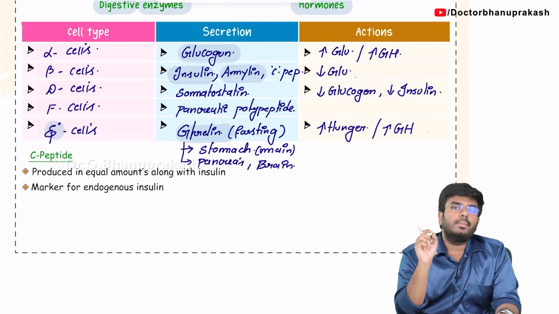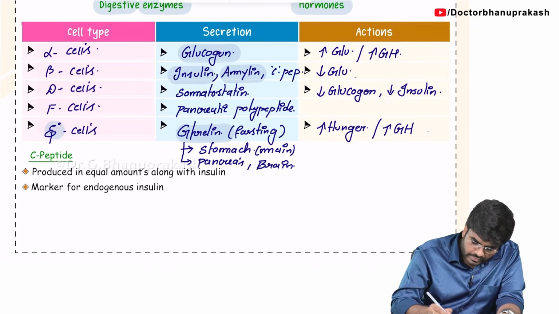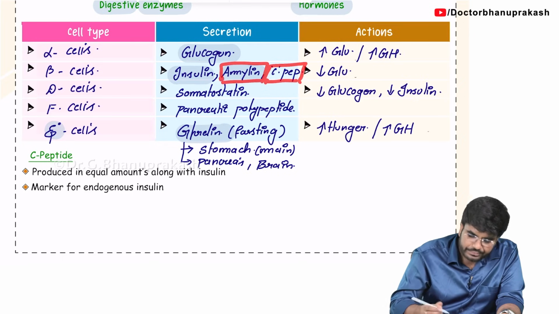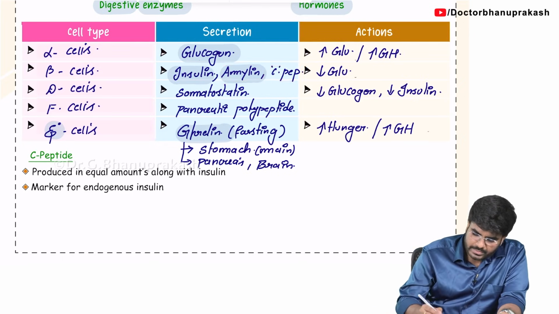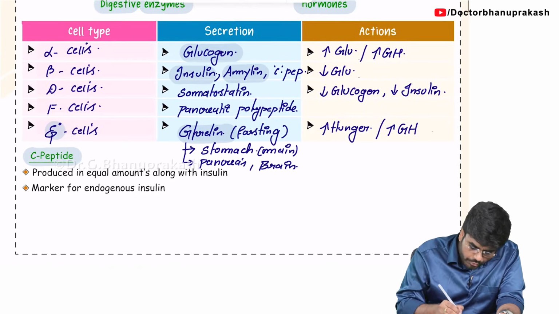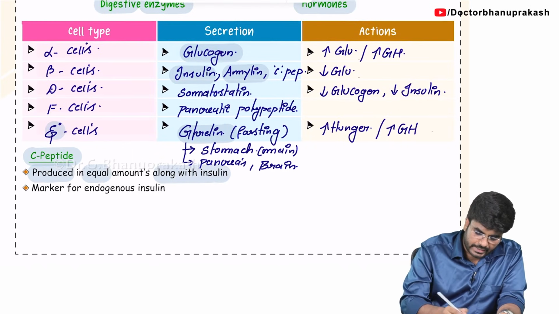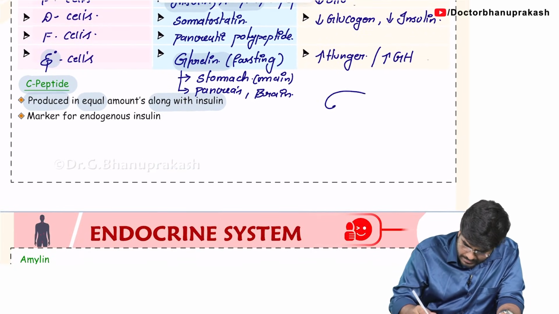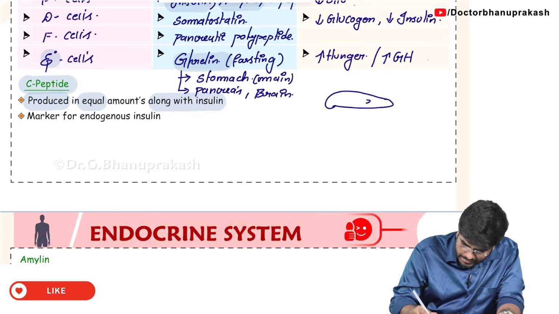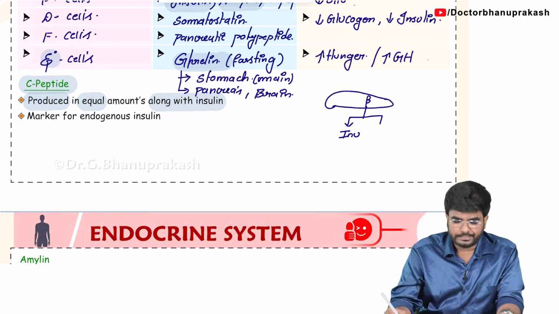Now let's see what are the important things that you should know for your exam. From the exam point of view, first we will discuss what exactly the C-peptide is and what this amylin is doing to our body. Let's begin with the C-peptide. C-peptide is produced in equal amounts along with insulin. Let's say here is the pancreas. This pancreatic beta cell is producing one molecule of insulin.